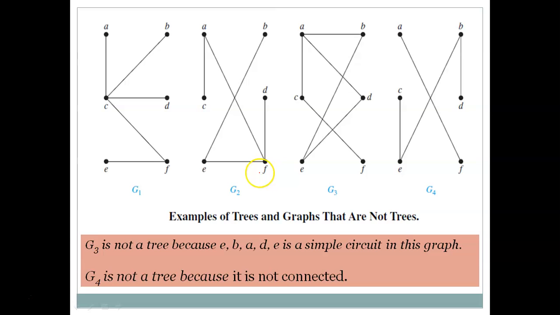And these are certain examples of graphs which are either trees or not trees. For example, in the first graph G1, you can see that this graph is undirected, because there are no directions in the edges. We can go from B to C as well as from C to B. So there is no direction at all in this graph. So this is an undirected graph.